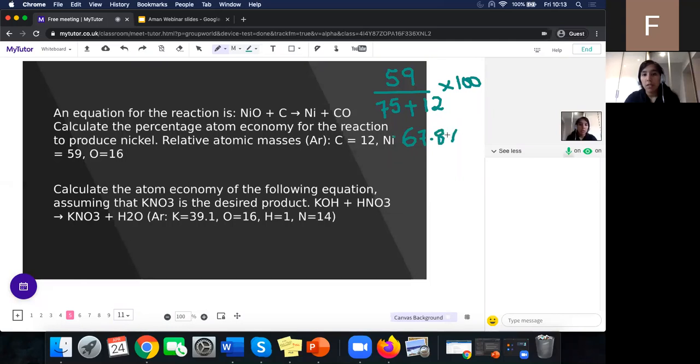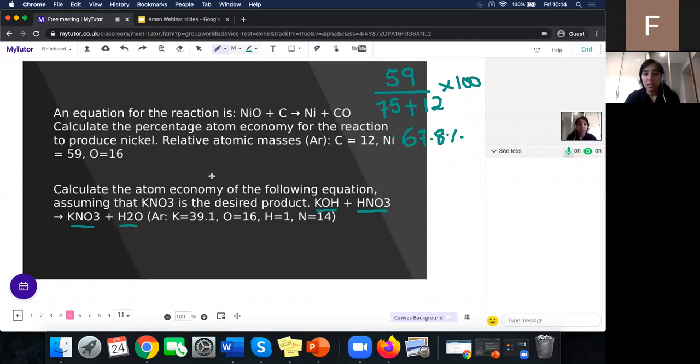The second question: calculate the atom economy of the following equation, assuming that potassium nitrate is the desired product. So we've got potassium hydroxide plus nitric acid, forms potassium nitrate plus water. We want the potassium nitrate, that's our desired product. So the Mr of potassium nitrate will be 39.1 plus 14 plus 16 times 3.